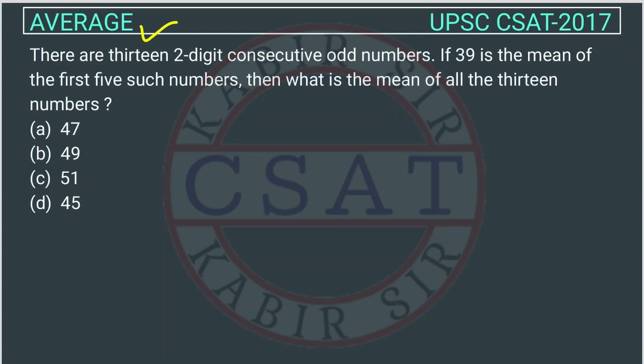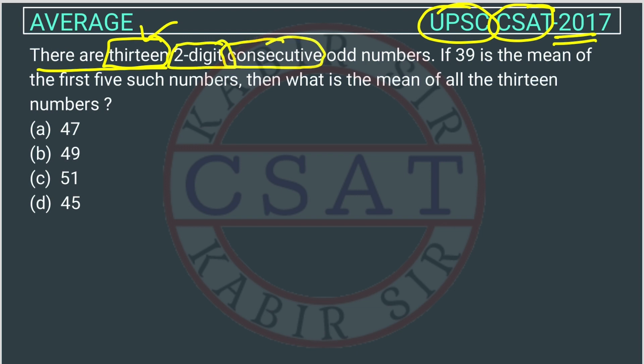This is a question of average asked in the UPSC Civil Services Exam CSAT paper 2017. There are 13 two-digit consecutive odd numbers. If 39 is the mean of the first 5 such numbers, then what is the mean of all the 13 numbers? So this is a very good question, right?